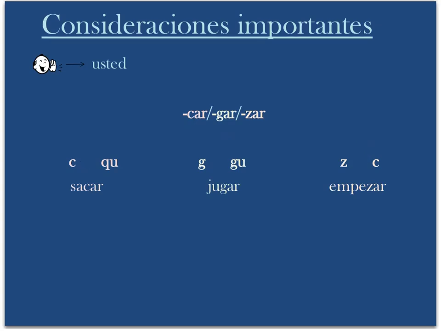So to show you some examples, we take sacar, and I want to tell someone to take something out, and that person is someone I don't want to offend, or I address by last name or whatever. So what I'll do is I'll first put it in the yo form, saco, and because it's a car verb, I've got to be careful that c is going to have to turn into a qu when I add my e for ar. So saque is what I end up with.